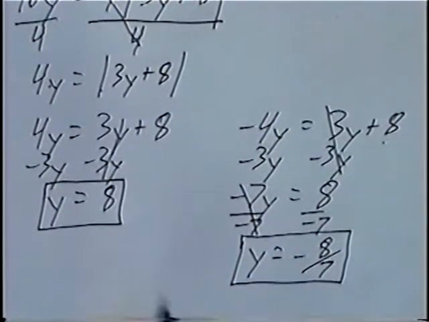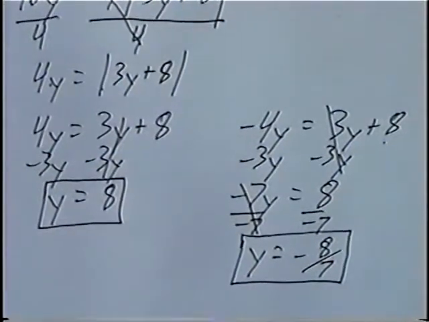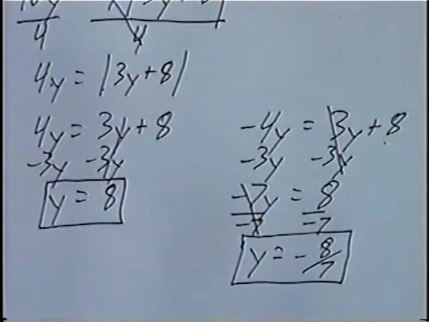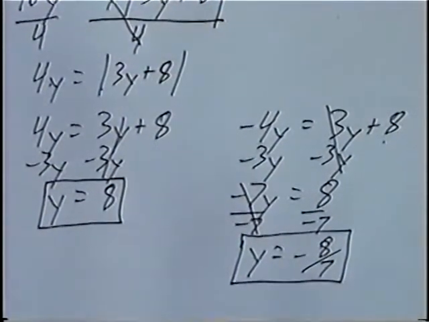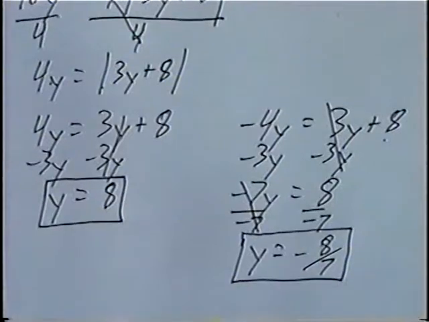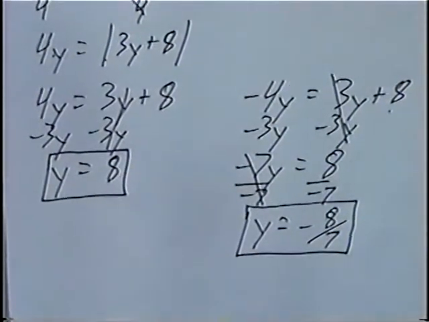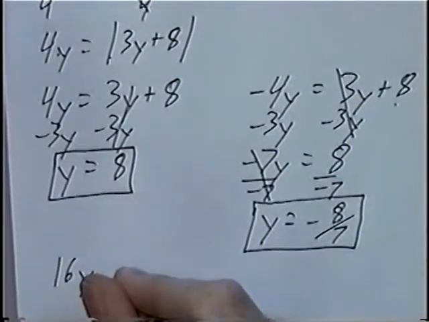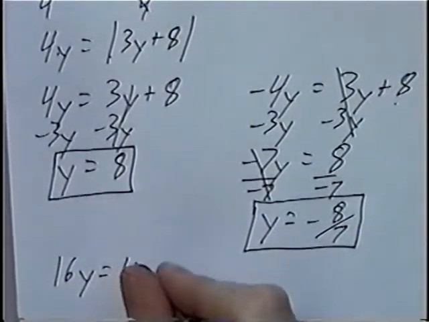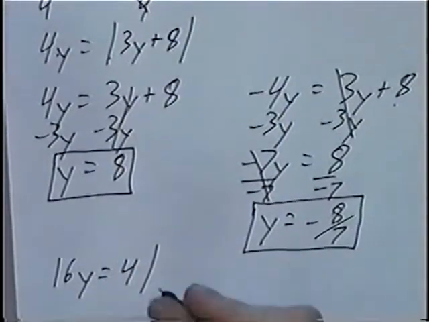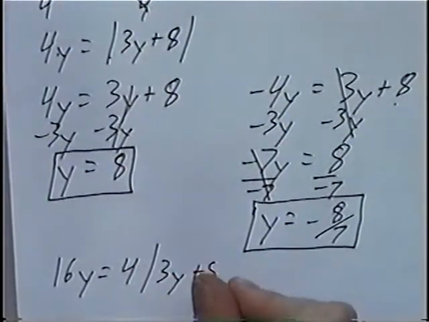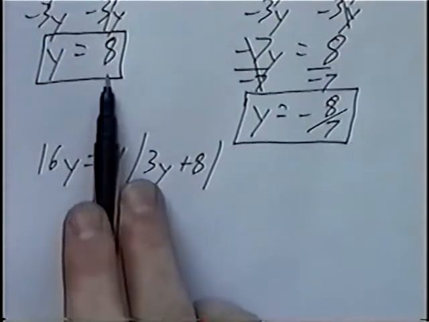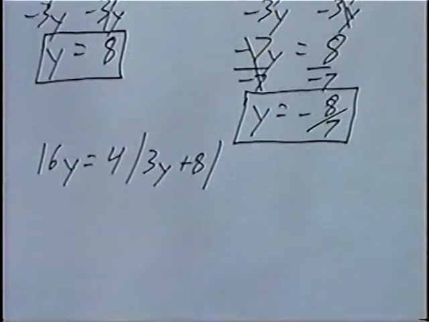Keep in mind these are two possible answers. To verify that they work, we'll want to plug them back into the original equation. On this question, one of these answers will not be a solution. To check which one, I'll rewrite the original equation: 16y equals 4 times the absolute value of 3y plus 8. Our two possible answers, y equals 8 and y equals negative 8 over 7.